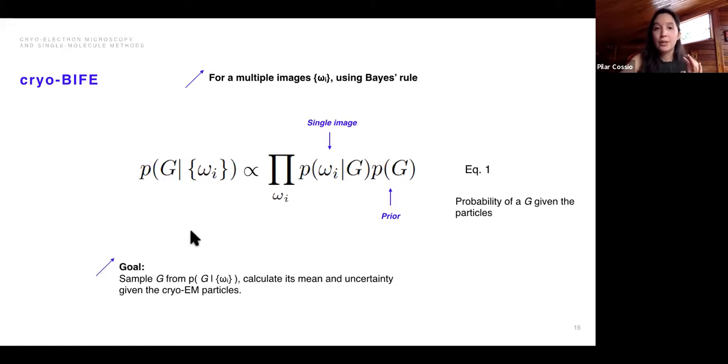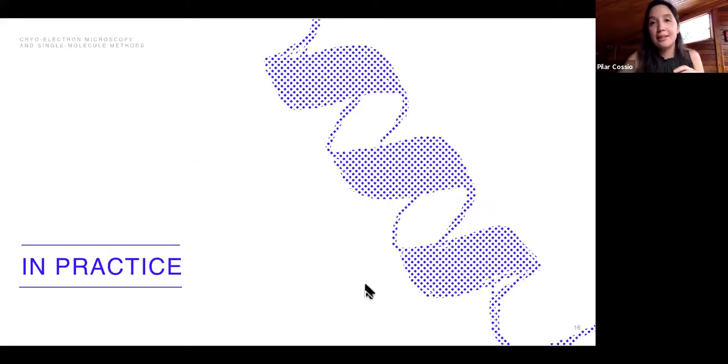And so now, once we have this probability, we're going to generate many samples of different forms of G, different functions of G, and we're going to sample these from this posterior. And then once we sample this, for example, with a Markov chain Monte Carlo, we can calculate its mean and its uncertainty given the Cryo-EM particles. So I'm going to now explain a little bit how you do this in practice.